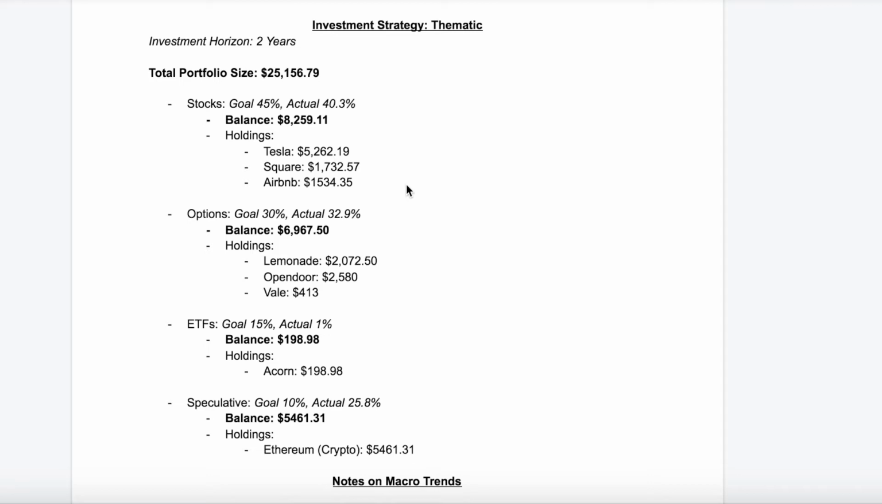My holdings in this M1 Finance are Tesla, my biggest piece of my portfolio, followed by Square. Everyone knows I'm very bullish on Square. I have a video on it, and I'll have a few more videos about Square coming out. And then Airbnb, I'm very excited about that one too. These are currently my holdings in my long-term portfolio. My goal is to keep this at 45%, but as you can see right now, it's actually about 40% of my investments. So I have to work a little bit on rebalancing here.